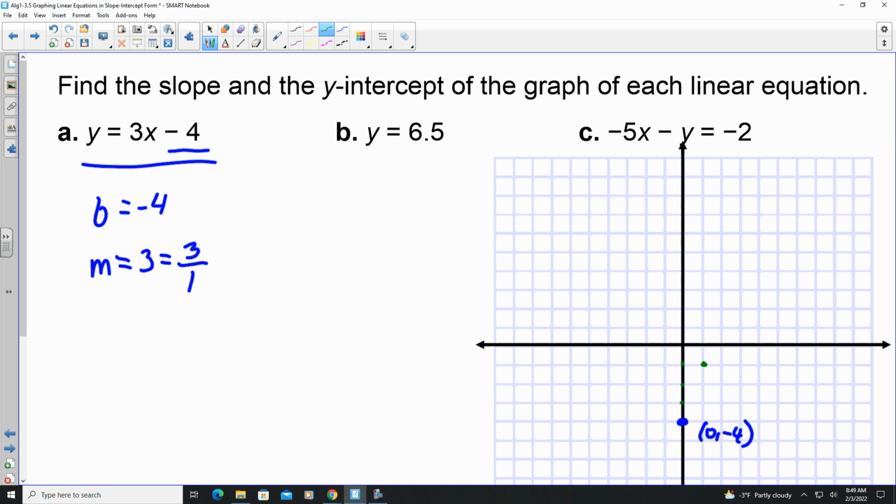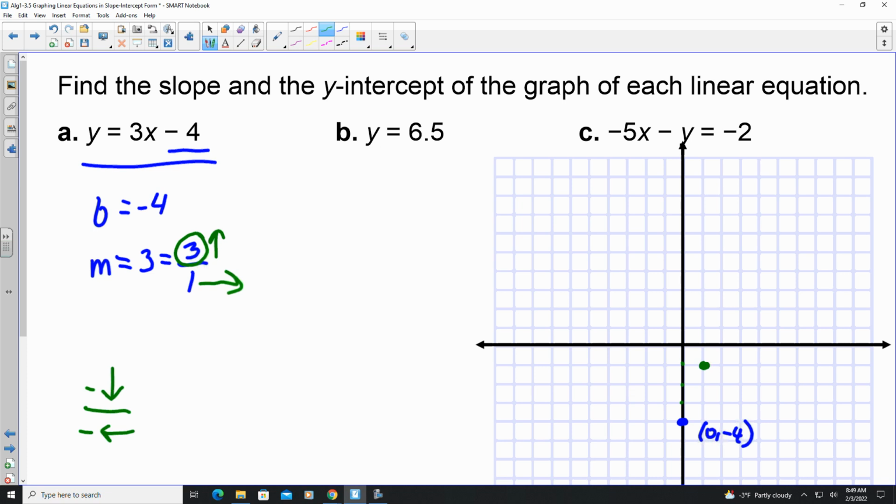Anytime you are looking at a number in the numerator that's positive, you are going to go up. If it's negative, you are going to go down. Because my denominator was positive, I'm going to the right. If it was ever negative, it is going to go to the left. So keep that in mind.